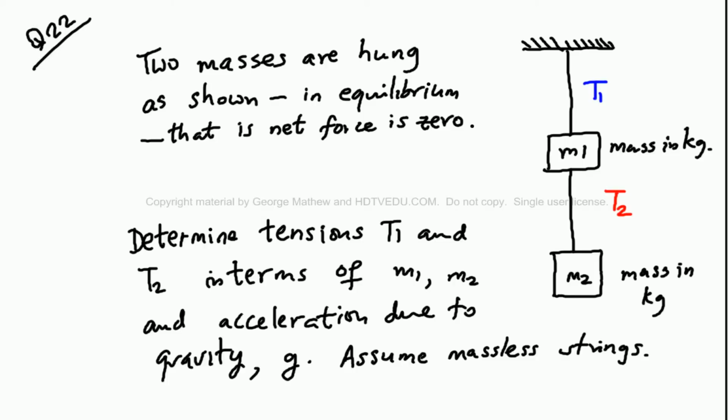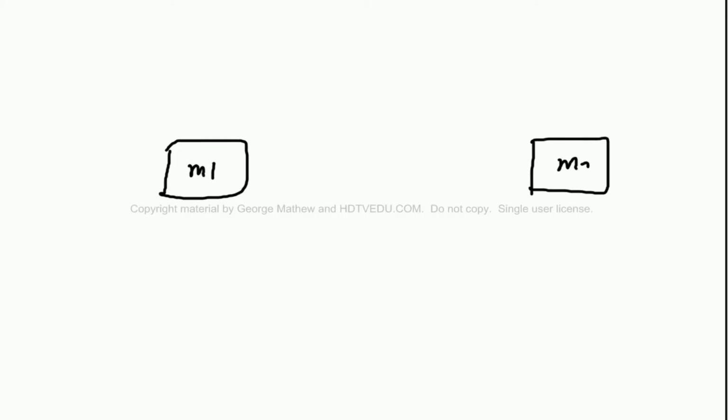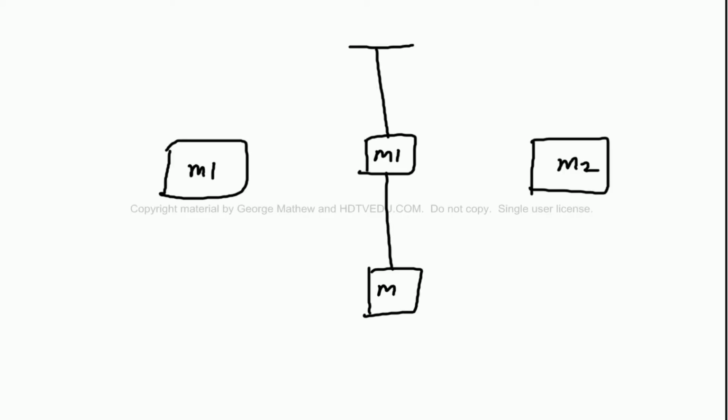So how do we do this? Whenever we see non-zero masses, what do we do? Isolate masses. Isolate mass M1, isolate mass M2. And don't forget our system looked like this. So we isolated masses M1 and M2, and now we look at forces acting on the mass M1.